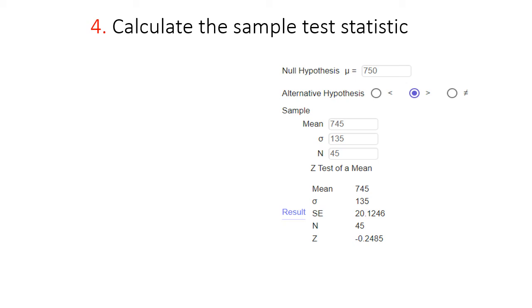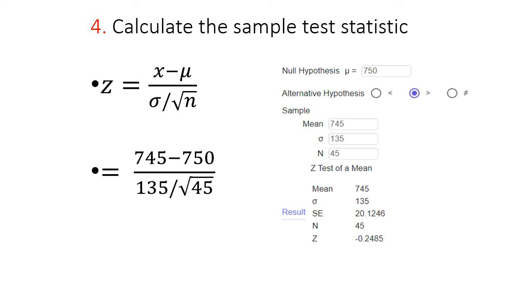Now, step number 4 says calculate the sample test statistic. We have our formula there. You are familiar with that formula. All you need to do is to substitute. We have our values. We have a mean of 745, standard deviation 135, and n is equal to 45. You put that in your calculator and you're going to get minus 0.2485. Okay, that's step number 4.